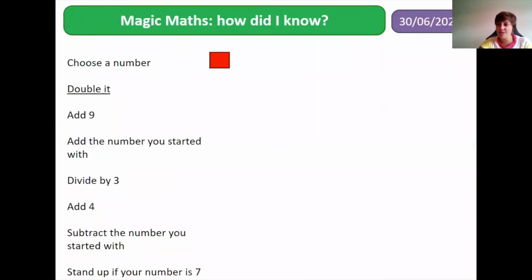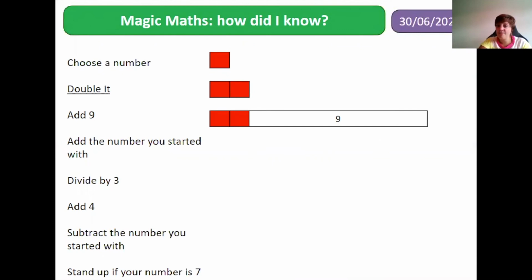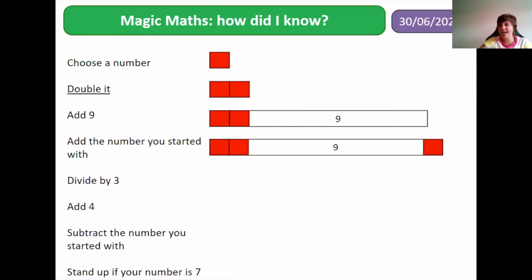So I started with a number that I just called that red square. I doubled it so I had 2 of them. And then I added on 9. I added the red square that I started with so that I had 3 of them all together. You could put them all together in one block. And then when I divided that by 3, obviously 9 divided by 3 gives me 3. And if I divide those 3 red blocks by 3, I end up with 1 red block.